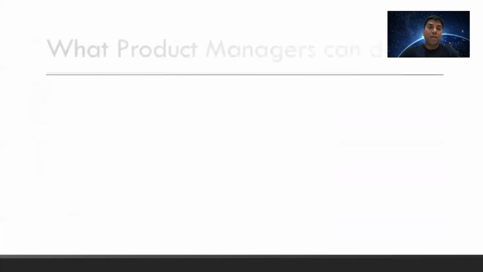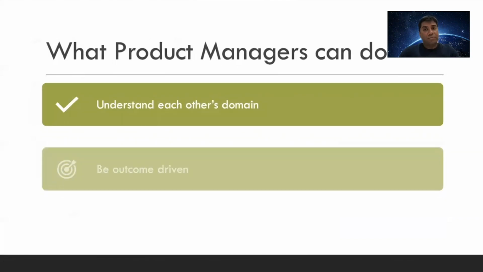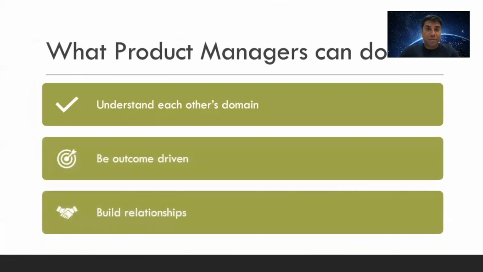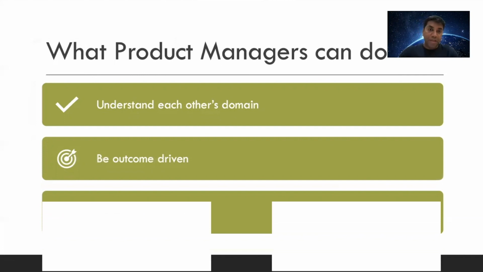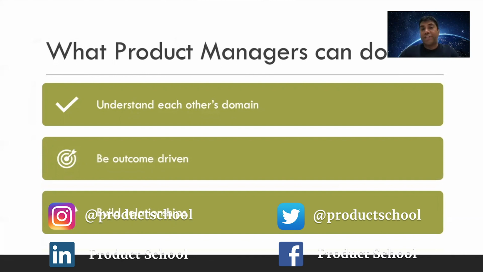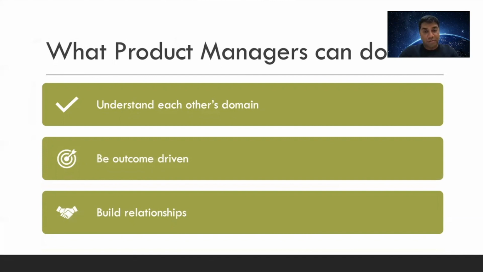So these are some common challenges you would usually encounter when working with cross-functional teams. Now, of course, do I have a solution? There are various things you could think about, but these are the three things that, from my experience, product managers can do to overcome those challenges and work effectively with cross-functional teams. First, understand each other's domain, which helps you get to know each other and gain trust. And be outcome driven. That's very important. Why are you collaborating with those teams?